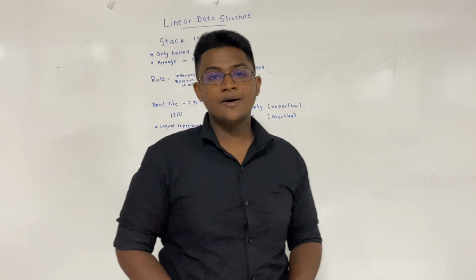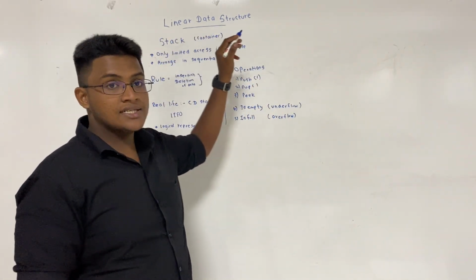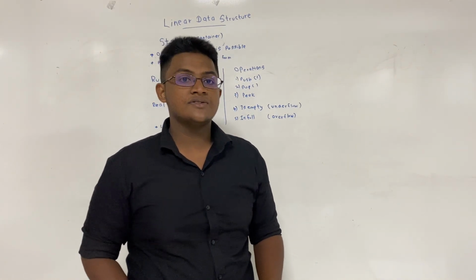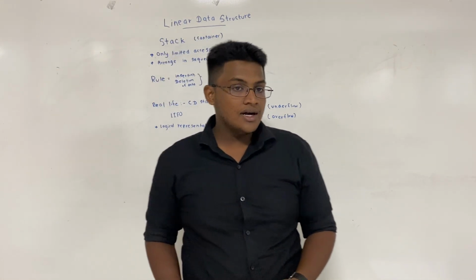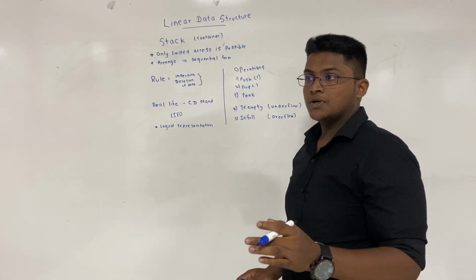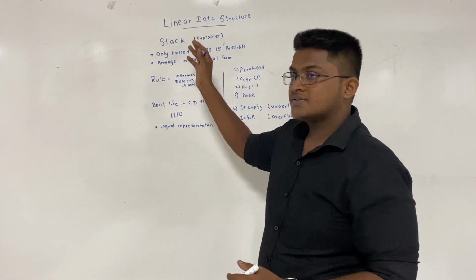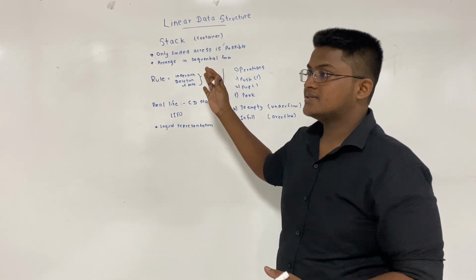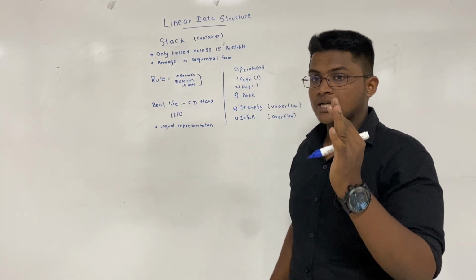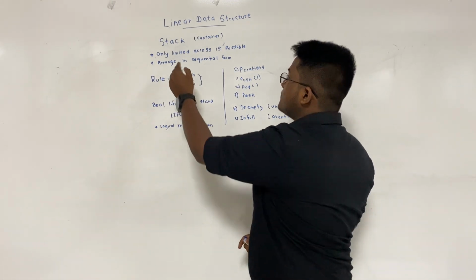Hello guys, welcome back. Today we are going to talk about linear data structures. In the previous video, we learned about the introduction of data structures, and today we are going to learn about linear data structures. I told you in linear data structures there are four types: stack, queue, linked list, and arrays. Today we are going to learn about what is meant by stack.